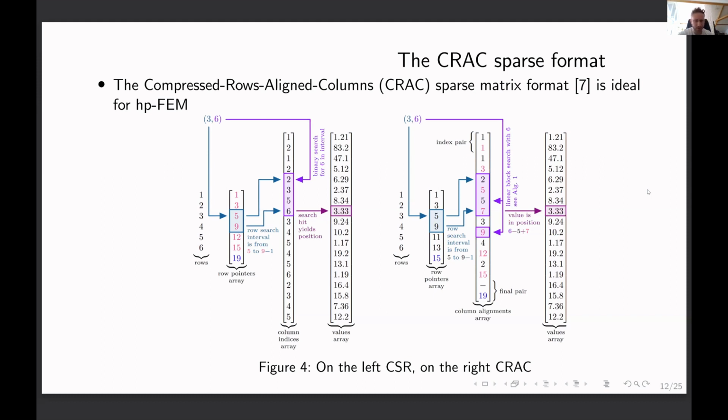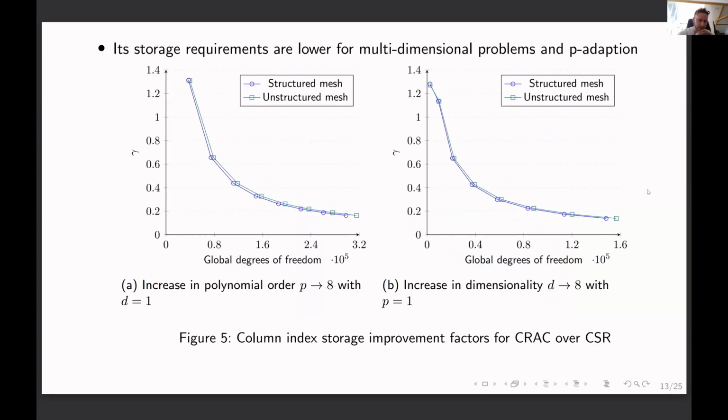Take the principle of the row pointers array in CSR, which points to the start of each row, and apply it also to the column index array, which is now called the column alignments array. So the first index in the tuple of the column alignment array defines the index number, so the actual column in the matrix of the data, and the next index points to its location in the values array. What's the point of doing that?